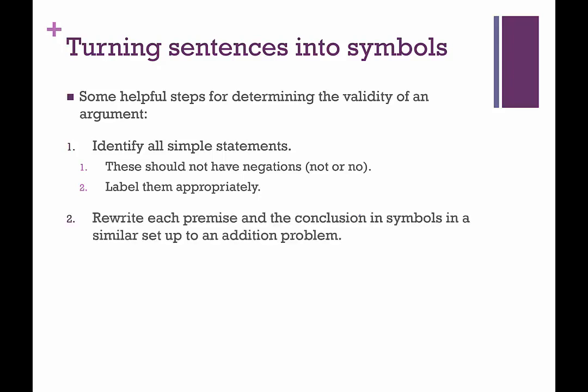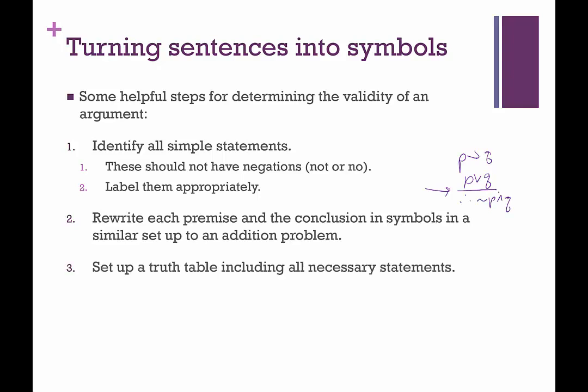Then we rewrite each premise and the conclusion in symbols and set it up similar to an addition problem. We saw this before in the logic. When we just had the logic symbols, we would have our first line, so if P then Q, then we would have the next premise, P or Q, and then if we only have two premises, we would say therefore, using an equal bar, and then we would have our conclusion. Our conclusion in our made-up example will be not P and Q. So we would want to set it up something like that.